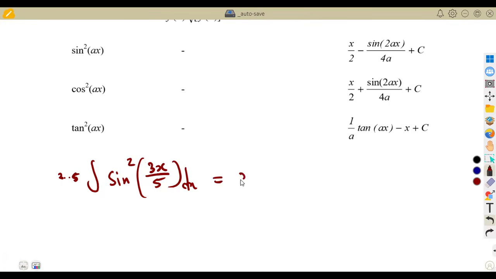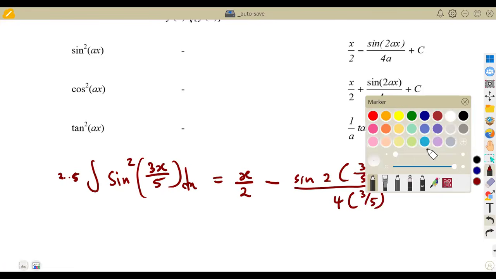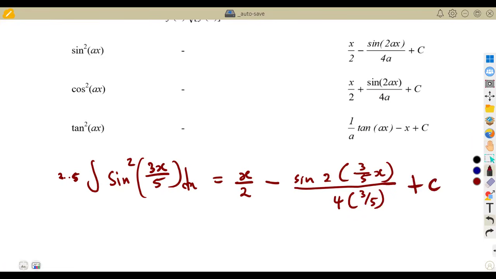So our answer is supposed to be x over 2 minus sine of 2ax, so it's 2 times ax. Our ax is the part that is affecting x, which is 3 over 5x, so it's going to be 3 over 5x like this. Everything over 4a, which is 4 times our a, the number that is affecting x, which is 3 over 5. So it's going to be 4 times 3 over 5. This is what the formula is saying, then plus the constant of integration. So that's it.